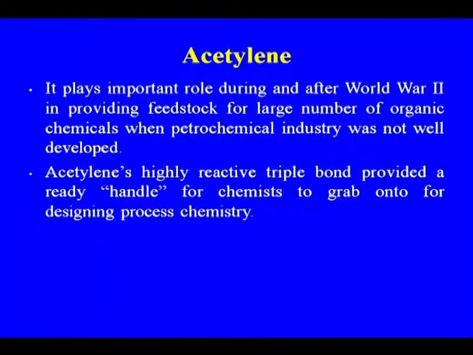and one of the units, Gujarat State Fertilizers and Chemicals, they are using the acetylene process for making of the vinyl chloride and the PVC. The acetylene's highly reactive triple bond provided a ready handle for chemists to grab on for designing the process chemistry. So, many of the chemicals which we are making through the ethylene route was earlier made by the acetylene route.